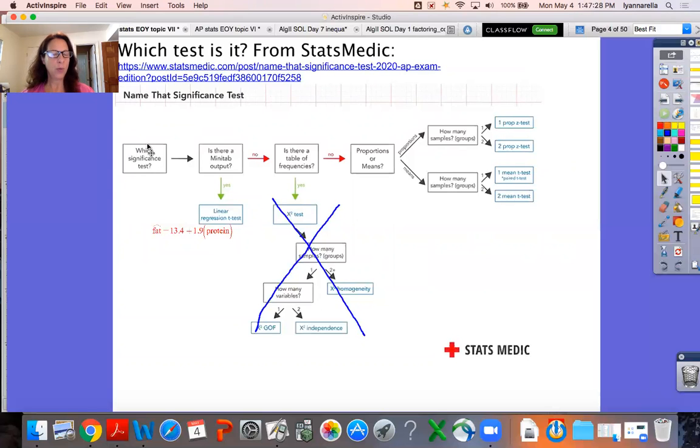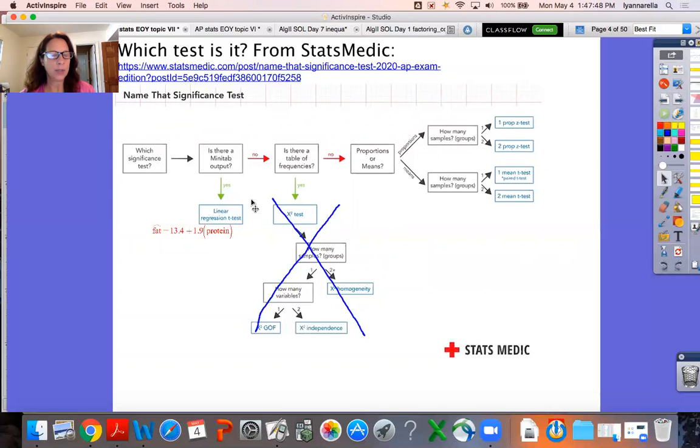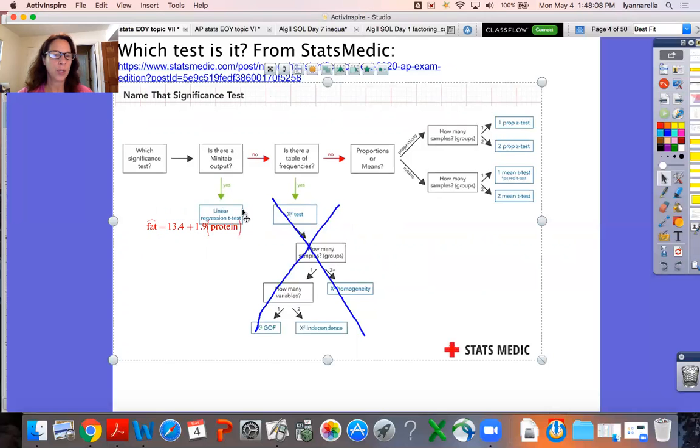So if you want to know, okay, which inference test am I going to make? Well, the first thing is if you see a question that has a Minitab output, then that's going to be the linear regression. And we've already done linear regression when we did topic 3. You know what that looks like. It looks like constant, slope, the y-hat, the standard error of the x, and the standard error of the y's. And remember, we did a prediction equation like y-hat equals something plus some number times the slope times some other variable. So that's when you would do regression analysis.